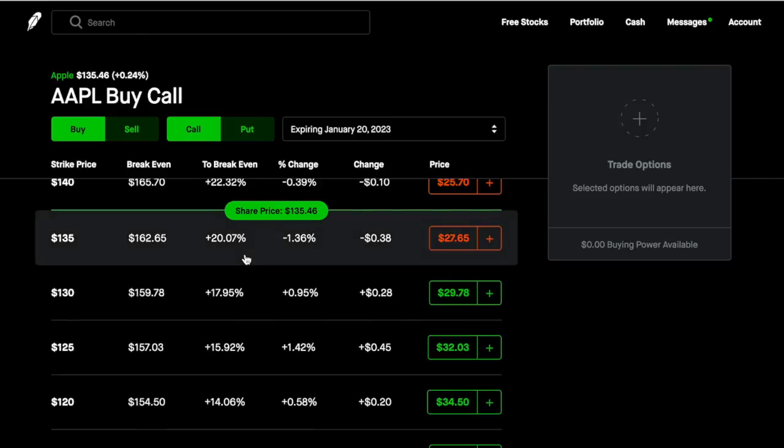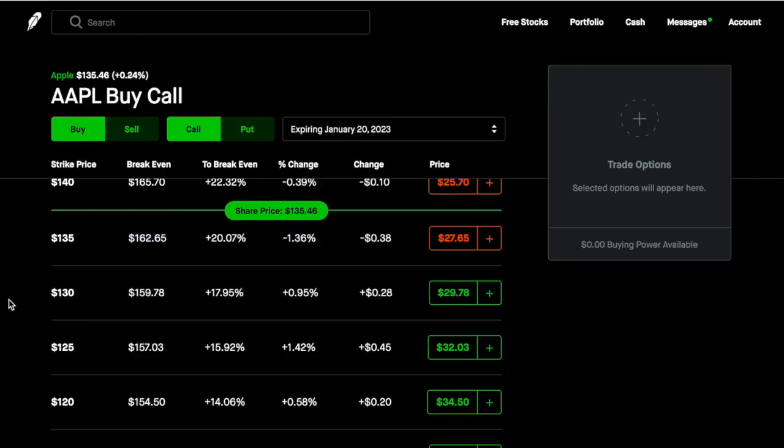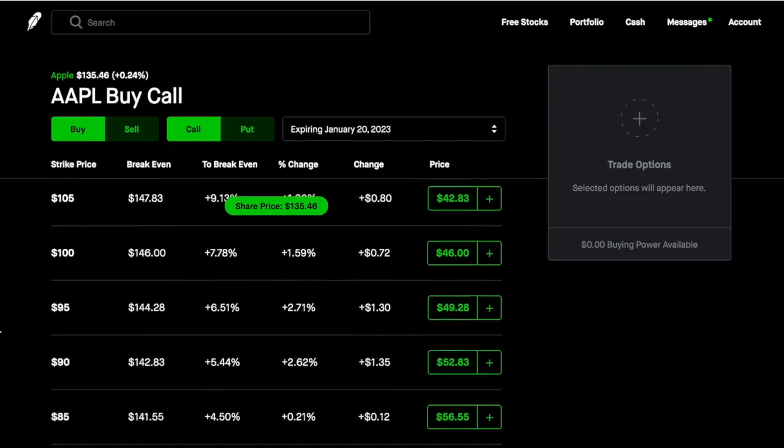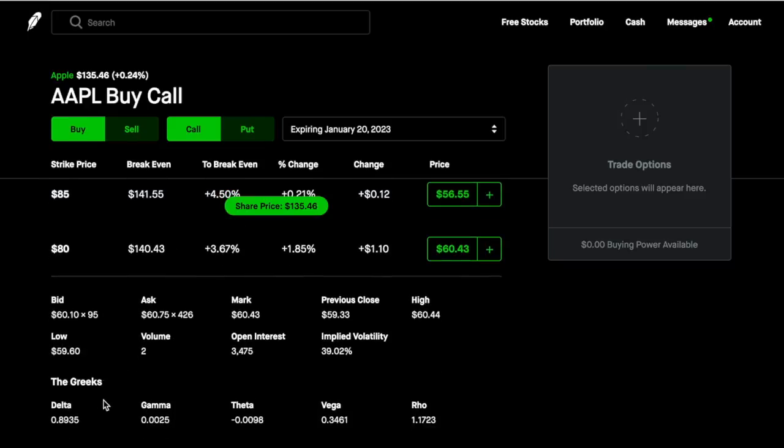Now let's look at a deep in the money LEAP, which is what I advocate buying for a variety of reasons. And I'll get into those in a second. So let's look at this $80 strike. You can see a delta of 0.89, which is right where I like it. I like it 0.85 and above. And you can see a theta that is very, very low, 0.0098. And then you can see here the break-even, 3.67%, and the break-even price right there.